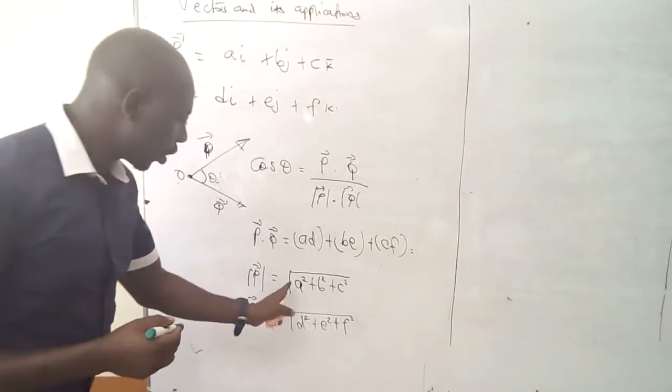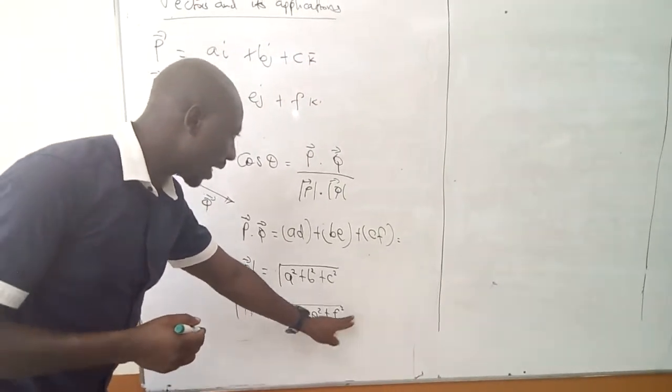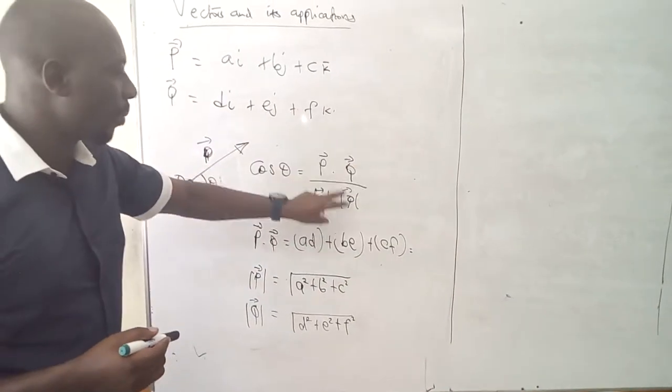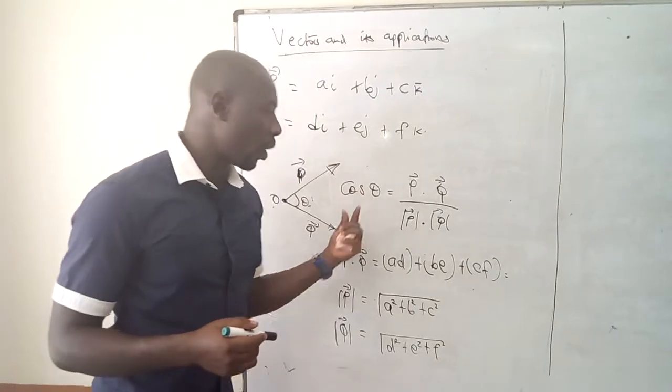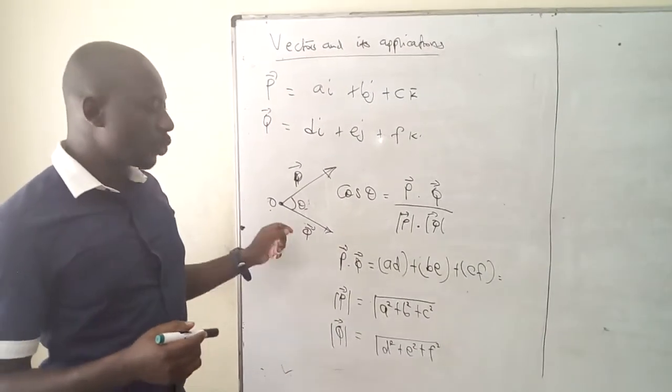So you replace what you get here, this one will be a scalar, this will be a scalar, this also a scalar. So if you put them in this equation and you get the cosine, that one shall give you the cosine of this angle. Then you get the cos inverse for you to get that angle.